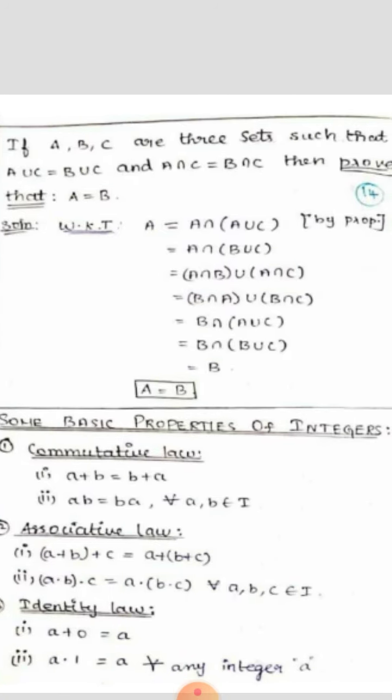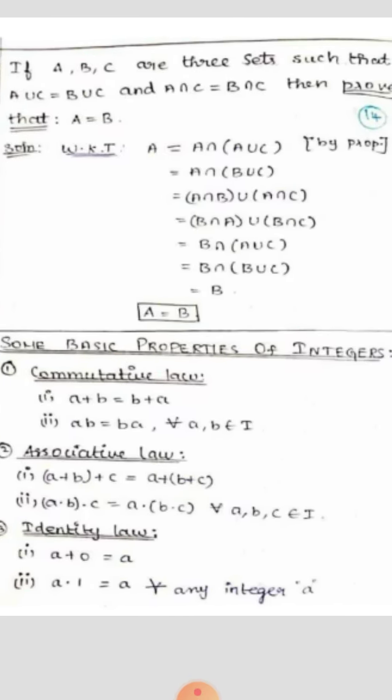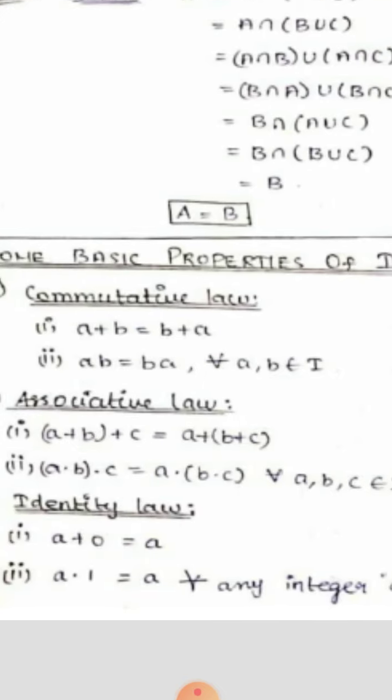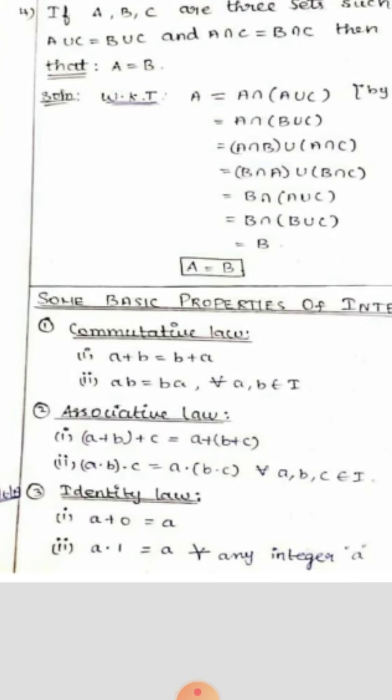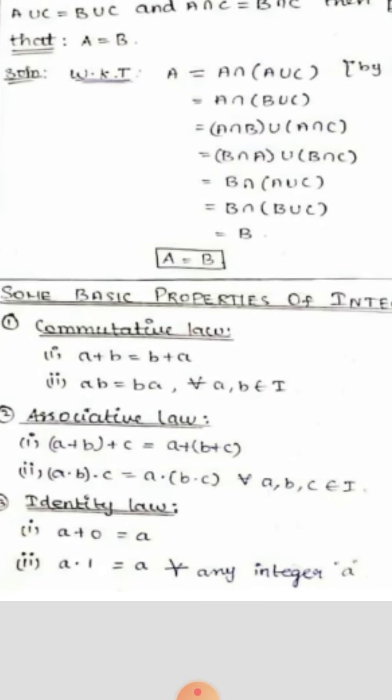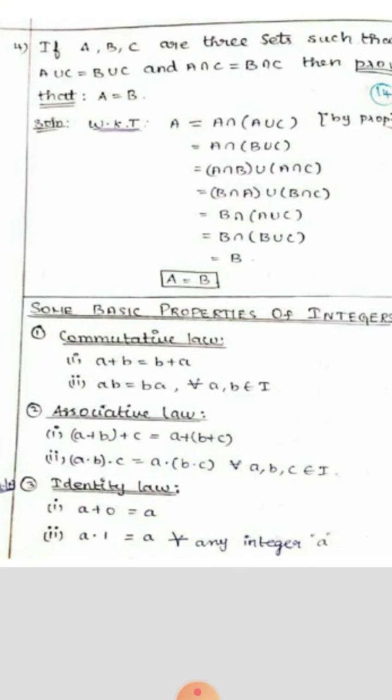This is a very, very important 2 marks. So just go through. Next one, some basic properties. All these are some basic properties we already learned in our lower classes. See some important basic laws.